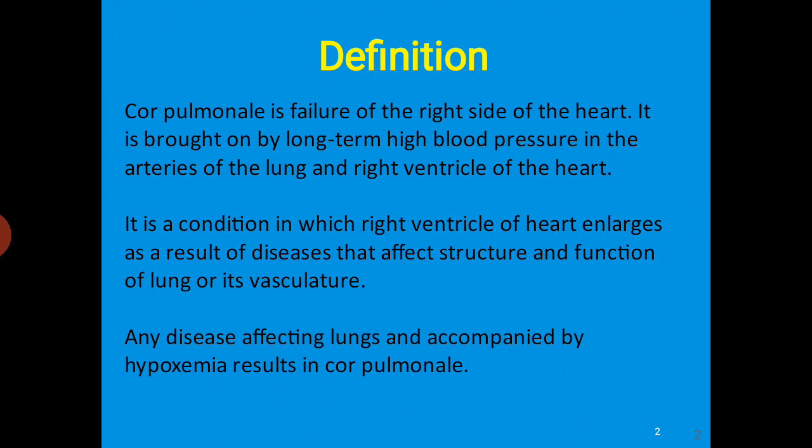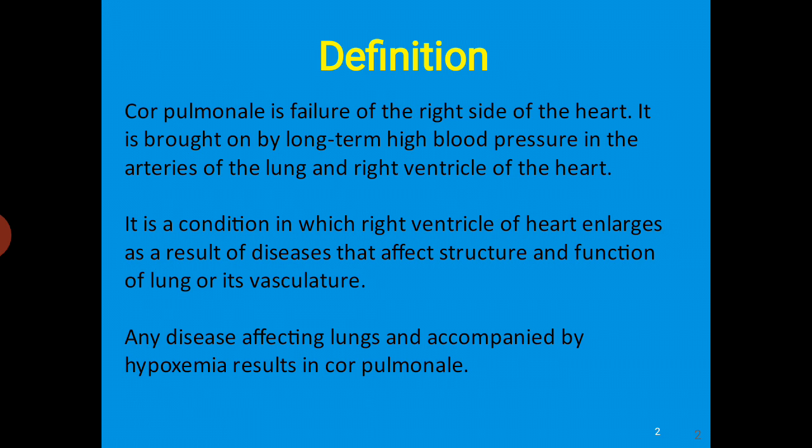Then it is a condition in which the right ventricle of the heart enlarges as a result of diseases that affect the structure and function of the lung and its vasculature. जो diseases हैं जो lung को affect कर रही हैं, lung के structure और function को affect कर रही हैं, जिसकी वजह से further right ventricle में जो pressure बढ़ रहा है, जिसकी वजह से the right side of the heart is enlarging. That condition is known as cor pulmonale.